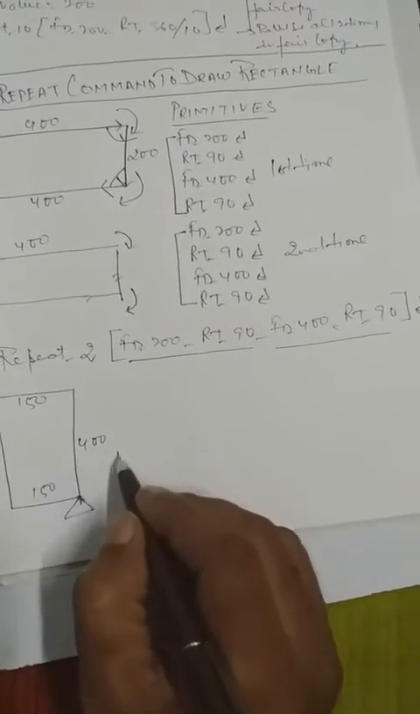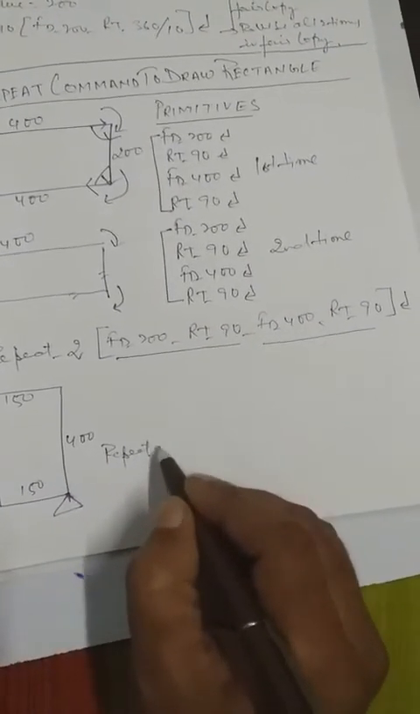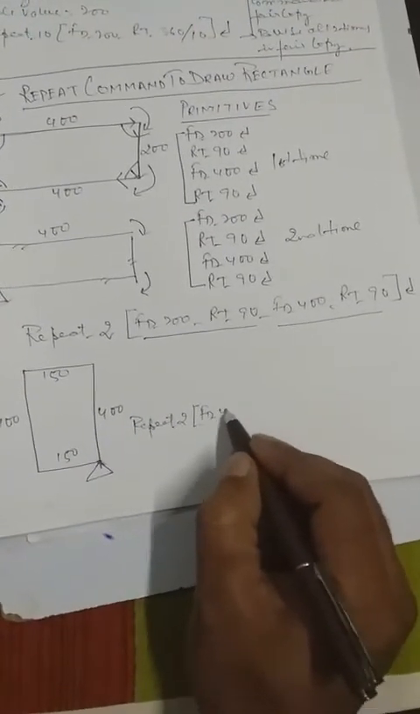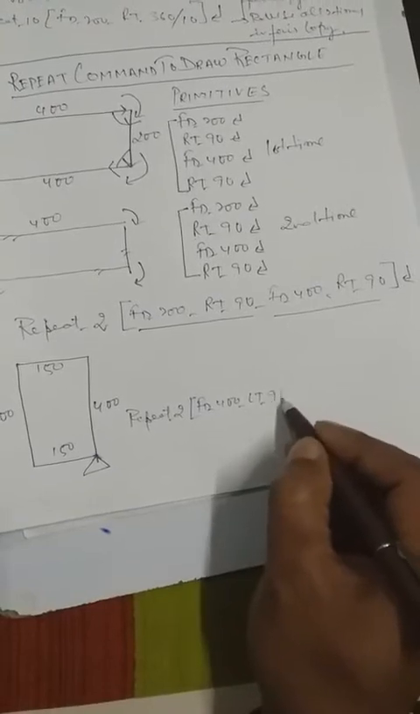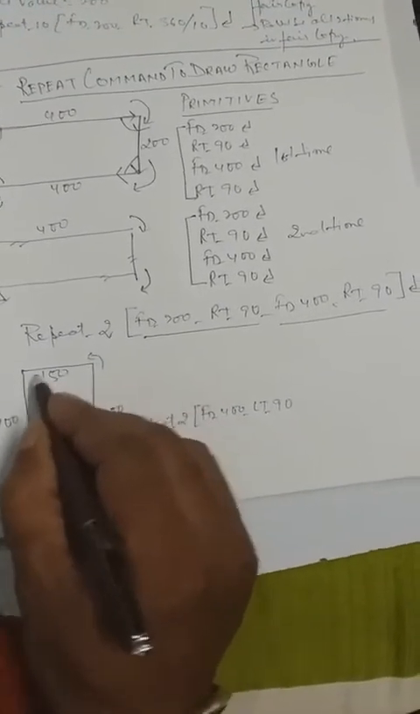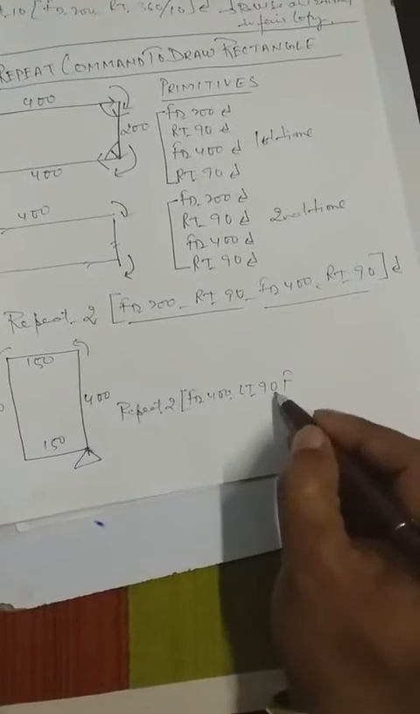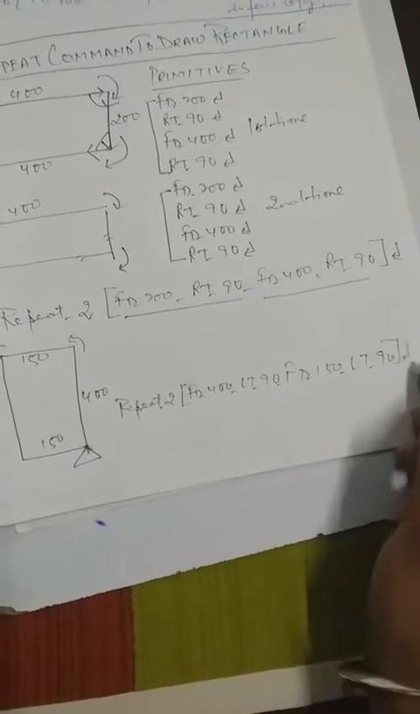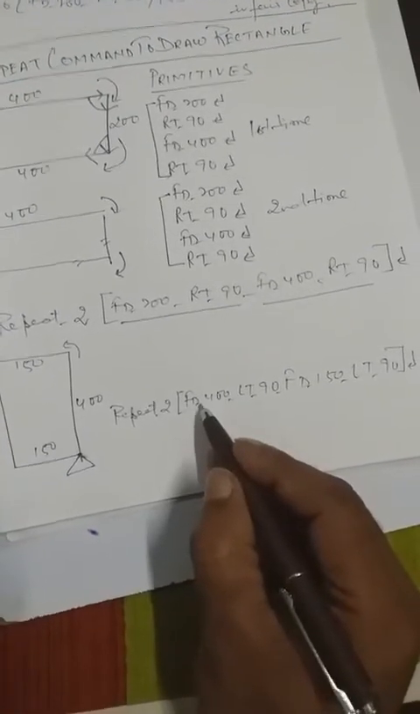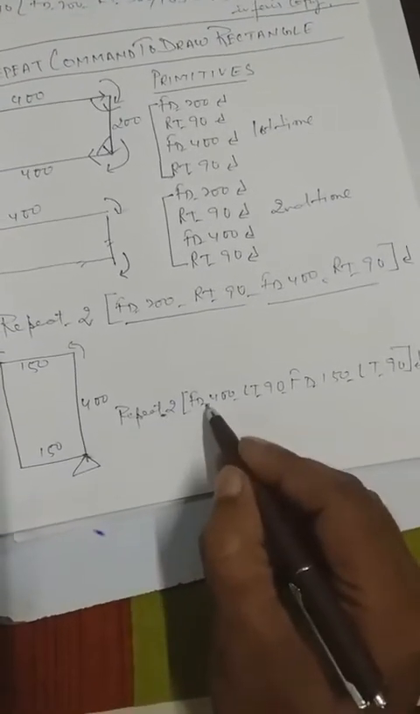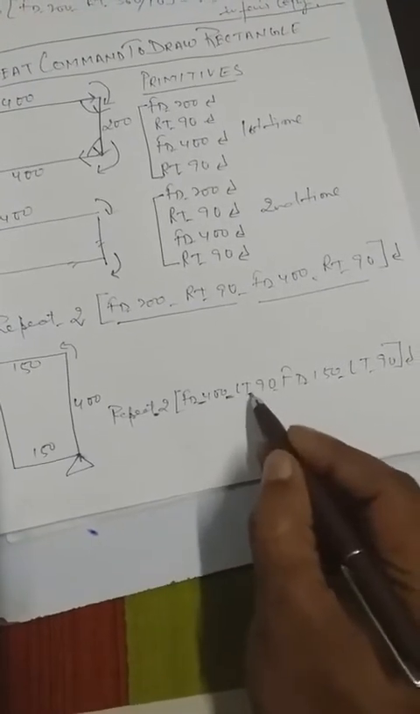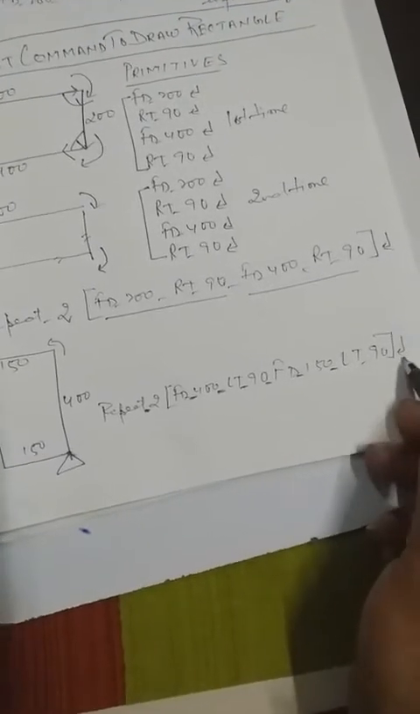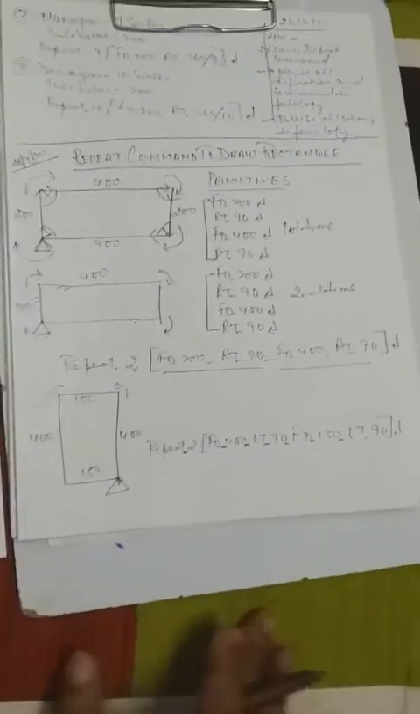So here we will write repeat 2 under bracket. First I will go 400 step forward. So FD 400, LT90, FD 150 LT90. Spaces are given in between, students must take care. Repeat space 2, FD space 400 space LT space 90 space FD space 150 space LT90 bracket close, enter key. So this is the command to draw the rectangle.